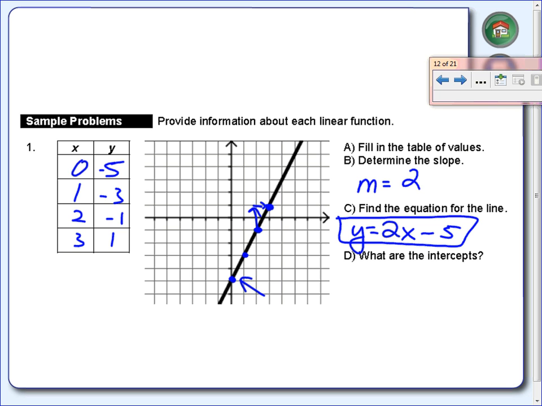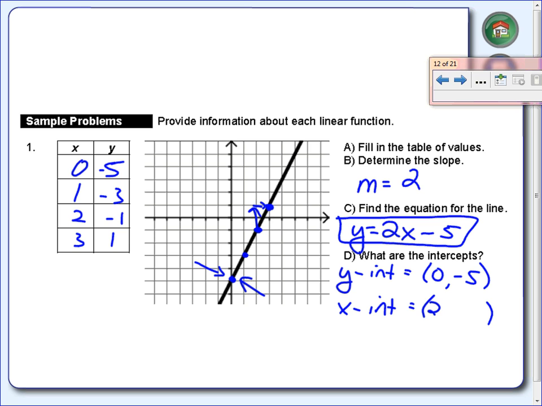Finally, what we need is the y- and x-intercepts. Let me start with the y-intercept because we already have that one written down. What is the y-intercept on this? 0, -5. Again, it's this point right here. Now, it's a little bit trickier to find the x-intercept. What is that x-intercept? 2.5. Well, but I want it as an ordered pair. Oh, so you're being picky. Yep. 2.5, 0. There you go.